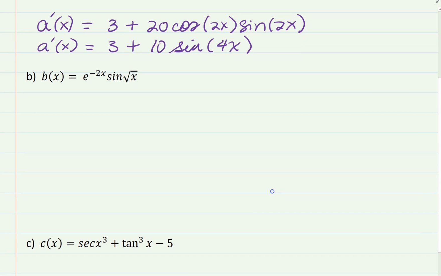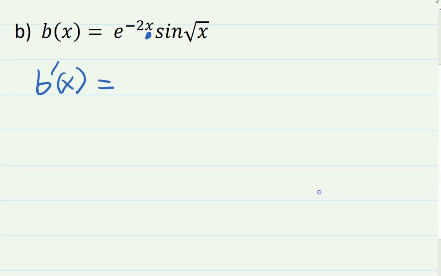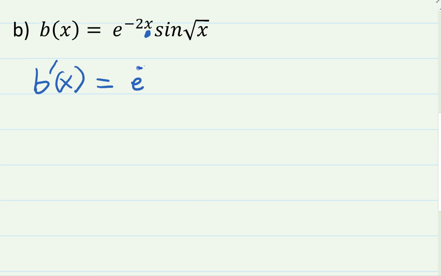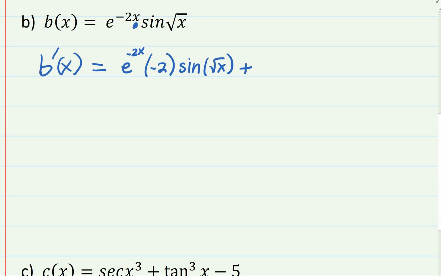Part B, the derivative here has a product. So we know we would have to use the product rule right here. The product rule says the derivative of the first, which would be e to the negative 2x multiplied by the inside derivative, which would be negative 2, because the derivative of negative 2x is negative 2. That's the derivative of the first times the second, which would be sine of square root of x, plus the derivative of the second.